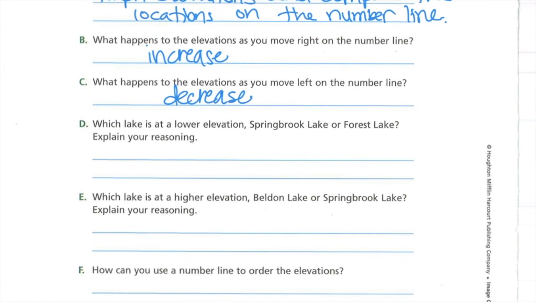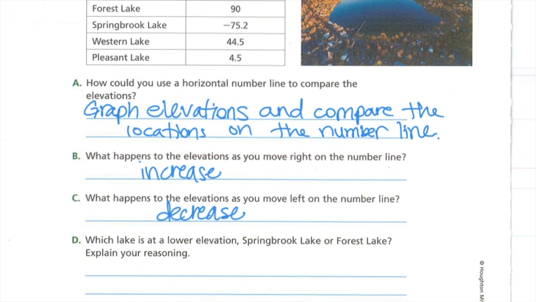Which lake is at a lower elevation, Springbrook Lake or Forest Lake? Well, Springbrook Lake is at -75.2 and Forest is at 90. Which one's lower? The negative one, of course. So Springbrook, because -75.2 is left of 90, so it's smaller.